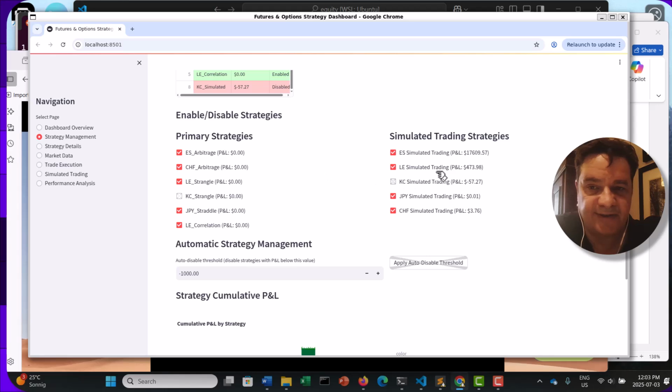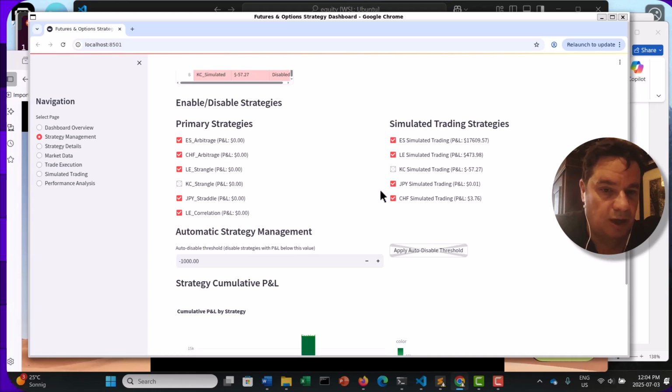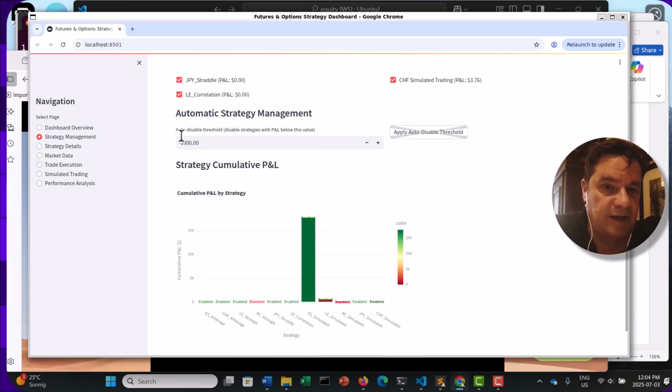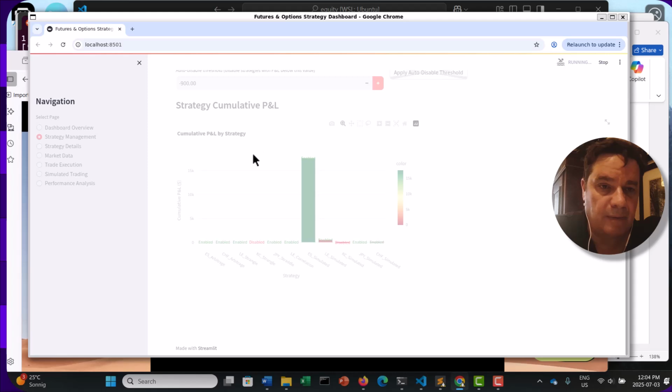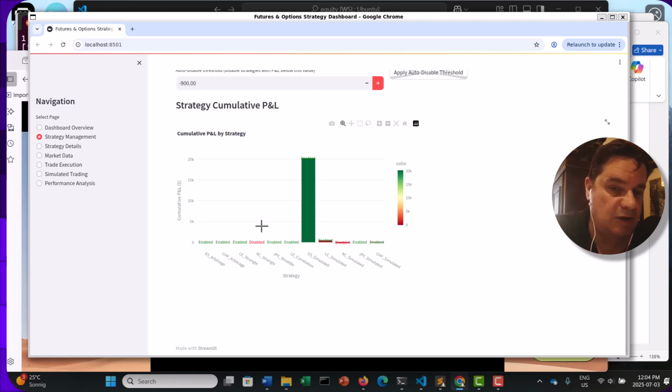So I have ES simulated trading doing very well with a profit. Nothing else is doing well. I've turned off some of the losers. So if I kept this running, KC simulated trading, I'd have losers among the simulation, which I don't want. On top of here, again, I can allocate strategy management along with, as I said, the cumulative P&L. You can see here, here's the big winners, but this is the big winner here.